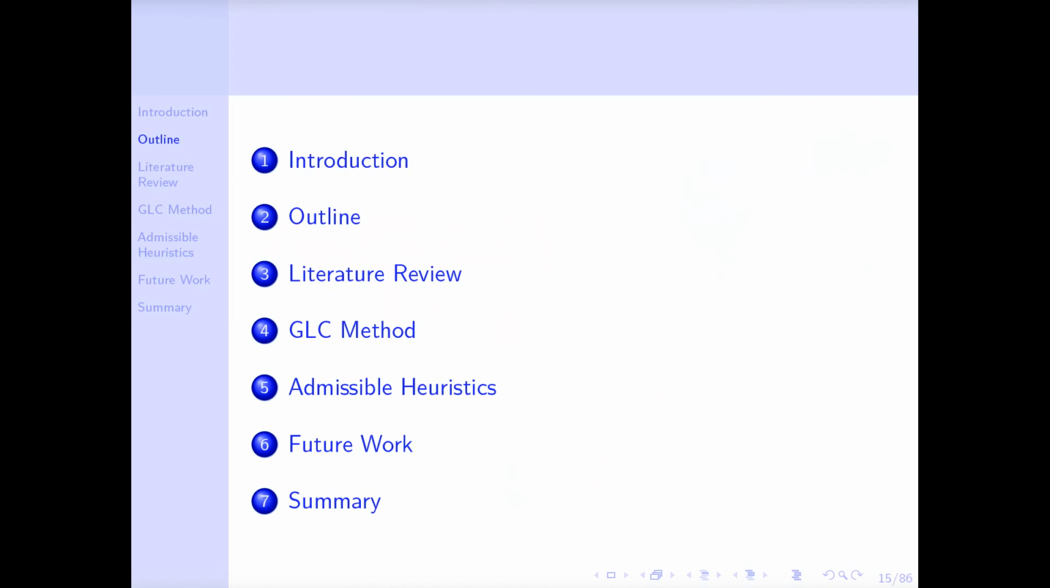So this talk will be outlined as follows. I'll start with some literature review in motion planning and cover some of the state-of-the-art algorithms. Then I'll move on to the main contribution of this presentation, which is the generalized label correcting method. And then in the second part of the presentation, I'll focus on admissible heuristics for optimal kinodynamic motion planning. These techniques will complement the generalized label correcting method, as well as any other motion planning algorithm that might be developed in the future. And then I'll wrap up with some discussion about extensions and future work.